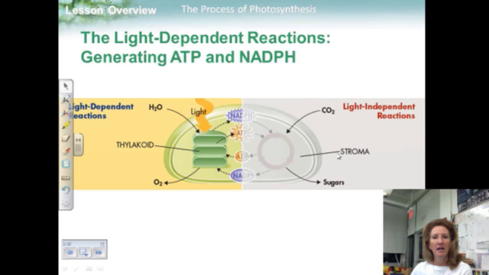All right, okay. The light-dependent reactions is exactly what it means. They encompass the steps of photosynthesis that directly involve the sunlight. We need sunlight for this. The light-dependent reactions occur, this is where it happens, in the thylakoids of the chloroplast.